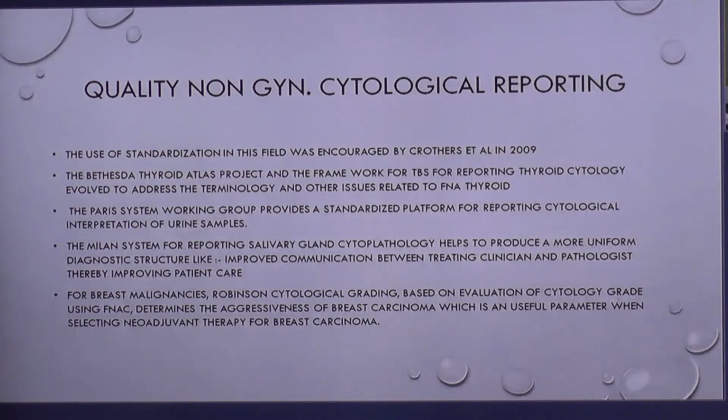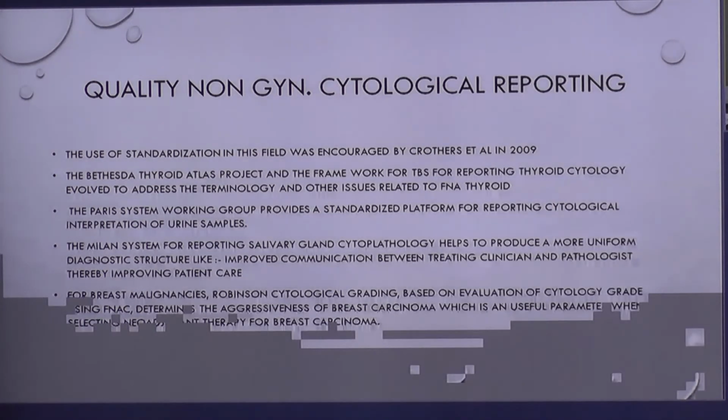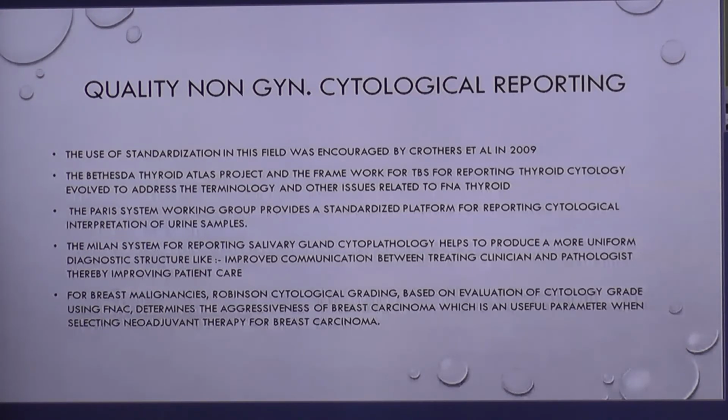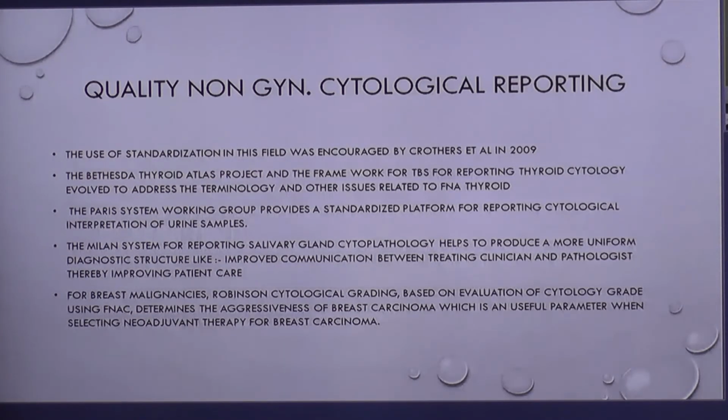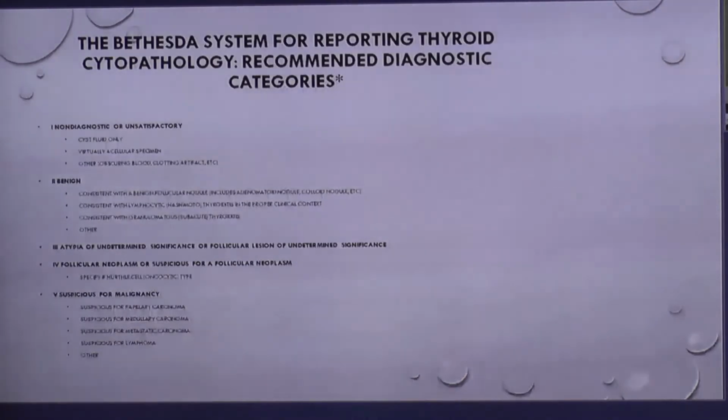For breast, apart from other grading systems, the Robinson grading system, based on the evaluation of cytology grade using fine needle aspiration, determines the aggressiveness of the breast carcinoma, which is a useful parameter when selecting neoadjuvant therapy for the breast carcinoma. So we have seen so many systems, so many consensus opinions trying to standardize the reporting system in cytology.